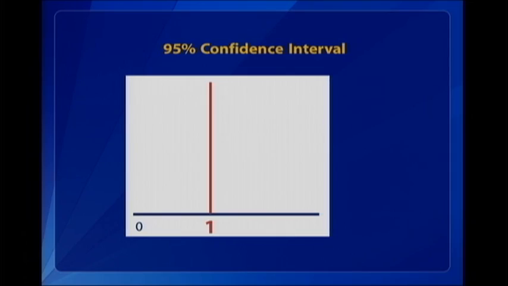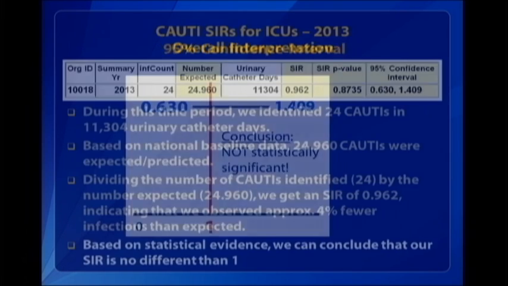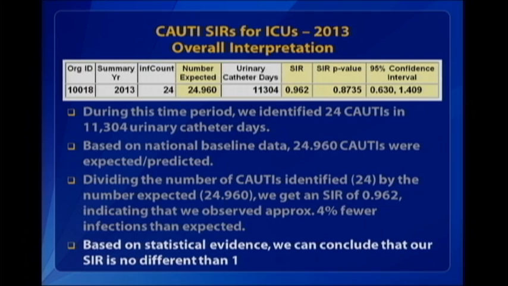Also, I just wanted to graph this out again. If we're looking at our 95% confidence interval and trying to draw it out, we have 0.63 and 1.409, and when we connect those two, they do go over the boundary of 1, or that threshold. So when we interpret these data, we've already gone through the first 3 bullets, and now we can go on to say, based on statistical evidence, we can conclude that our SIR is no different than 1. Or you could say, based on statistical evidence, we did not observe any fewer infections than what would be predicted.